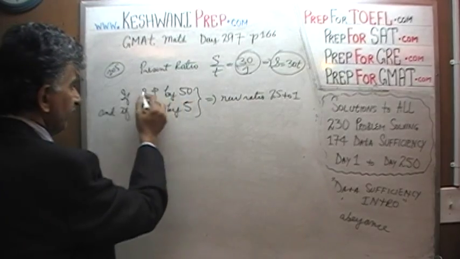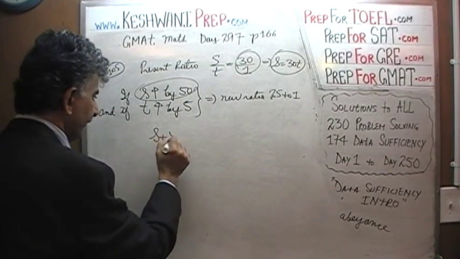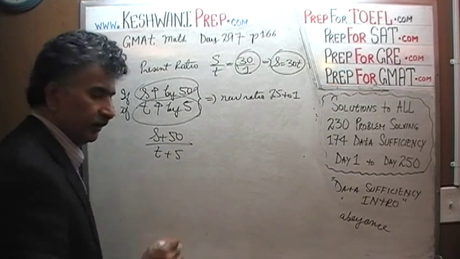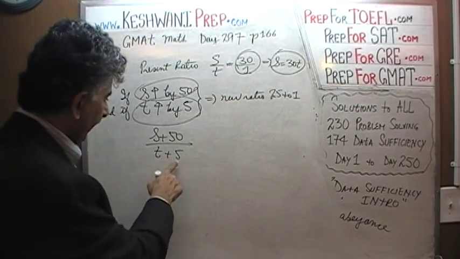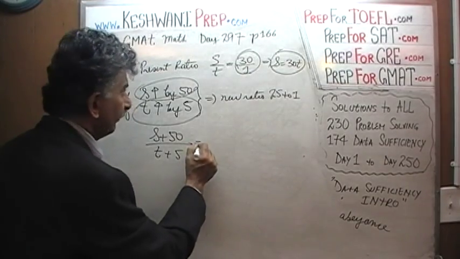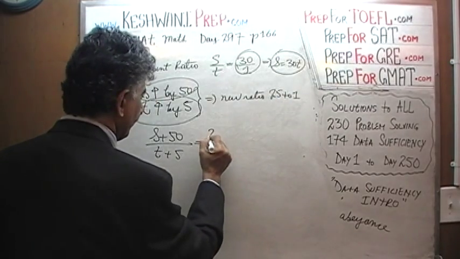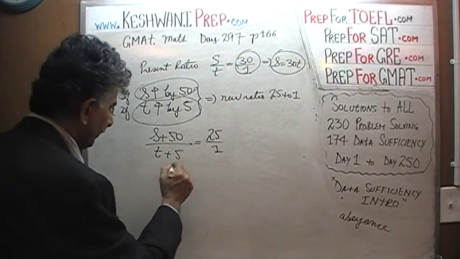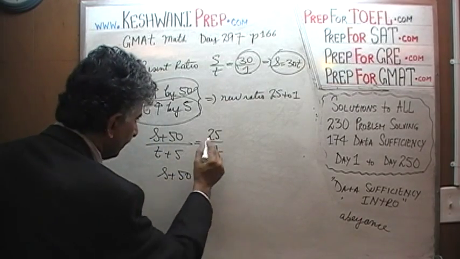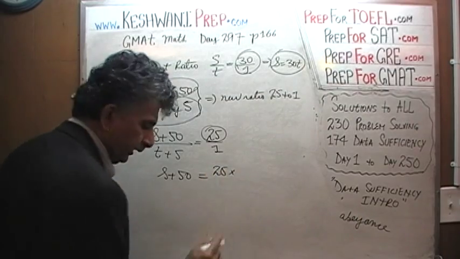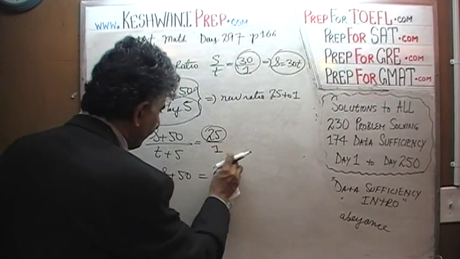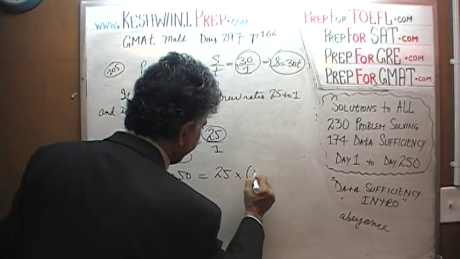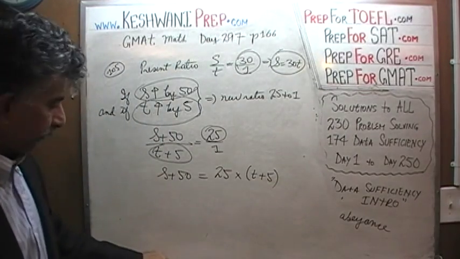If s were to go up by 50, which means s plus 50, over, if the t were to go up by 5, t plus 5, whatever the number of teachers that we started out with, if we were to add 5 to it, now the new ratio becomes, instead of 30 to 1, now it is 25 to 1. We're almost there. Cross multiply, s plus 50 times 1 is just s plus 50. And here we're going to have 25 times this quantity, t plus 5.